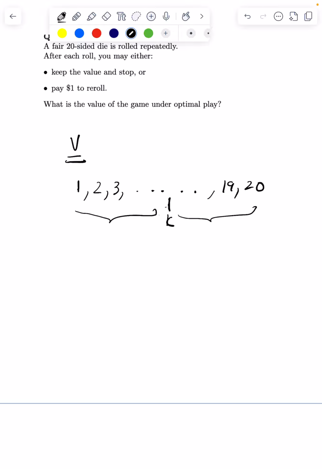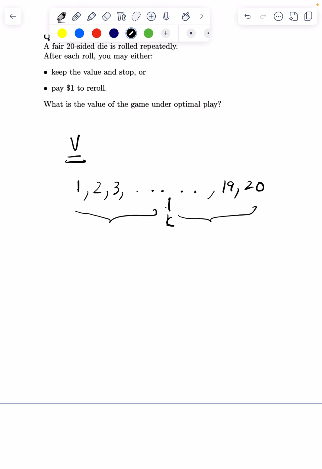I would re-roll again because I would have a net positive output if I just pay $1 and re-roll, versus, let's say, I get a number above K in the very first attempt. In that case, I don't have to re-roll again, right? So that's the setup for this problem.